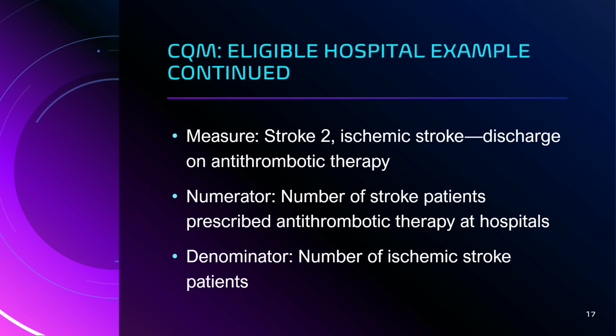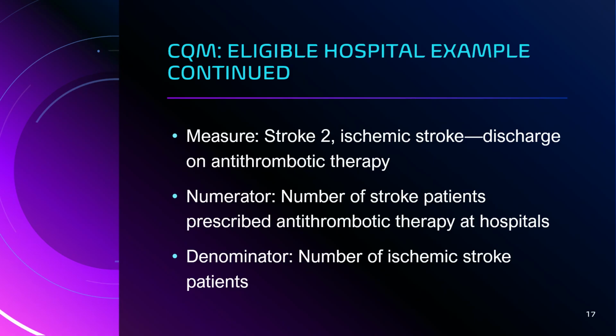Now, for clinical engineers, here's where it connects. To get this right, the hospital's electronic health record system has to pull information from several sources: the diagnosis of stroke, the discharge record, and the medication order. If any of those pieces are missing, or if the data doesn't flow between the systems, the numerator won't be counted correctly.